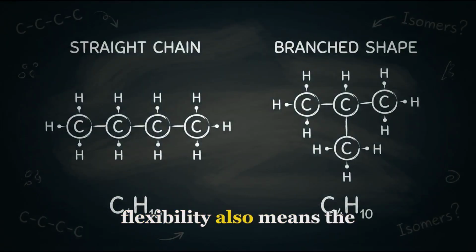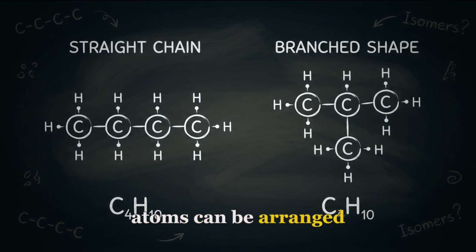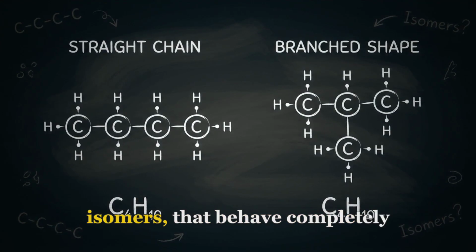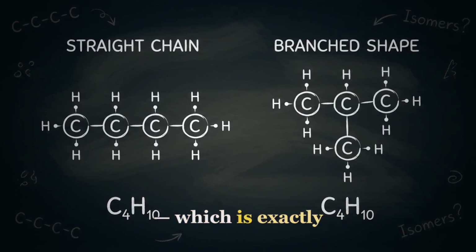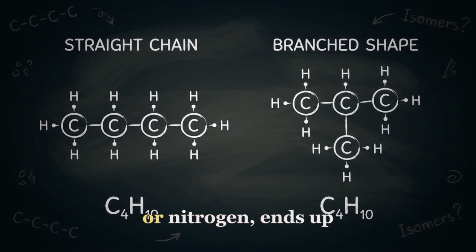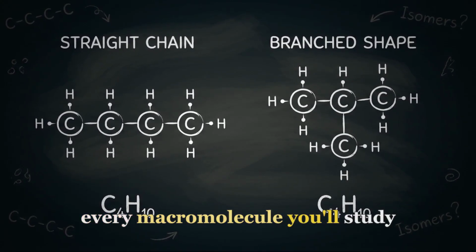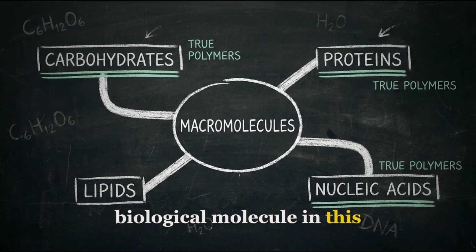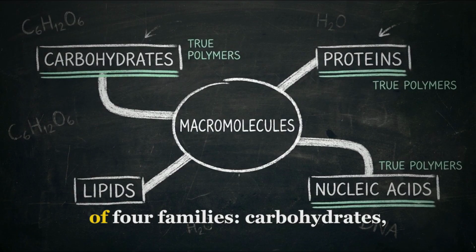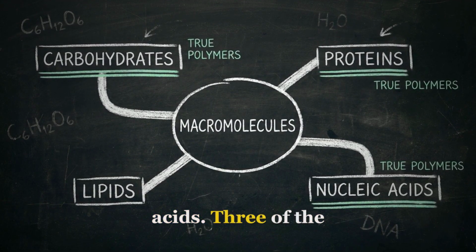That flexibility also means the exact same set of atoms can be arranged into different shapes, called isomers, that behave completely differently from one another. Which is exactly why carbon, not oxygen or nitrogen, ends up as the backbone of every macromolecule you'll study this unit. Every large biological molecule in this unit falls into one of 4 families: carbohydrates, lipids, proteins, and nucleic acids.